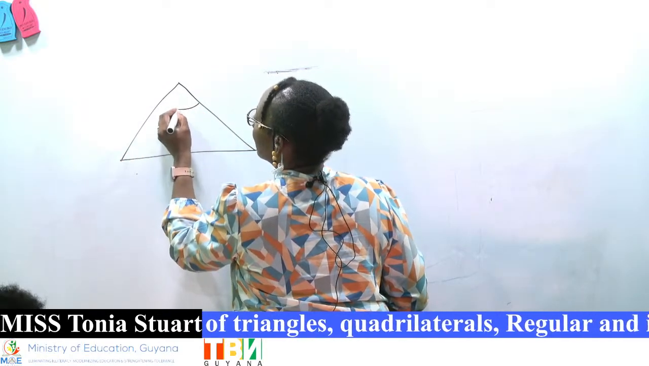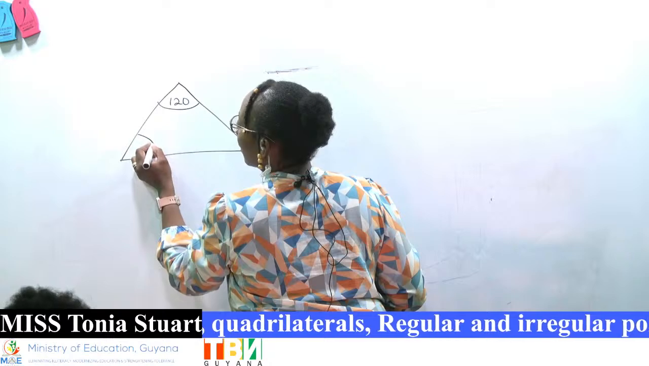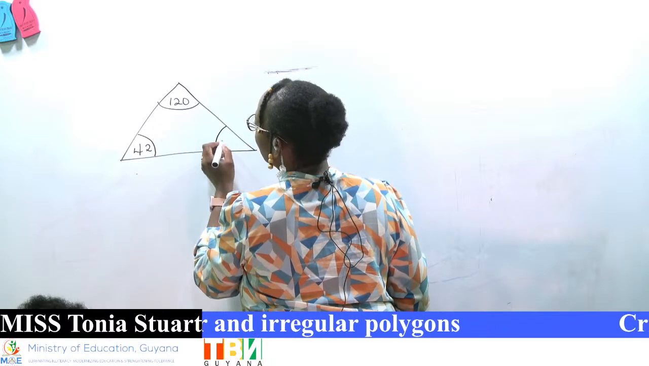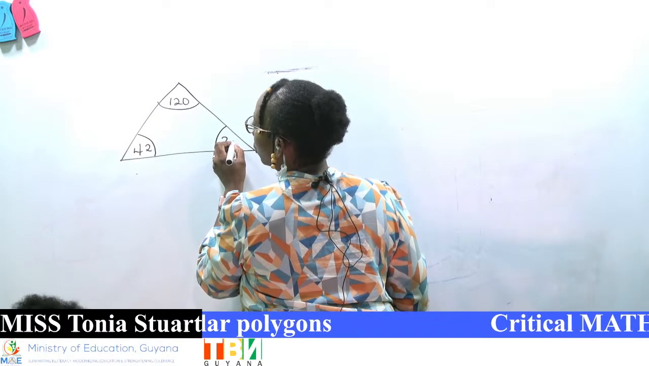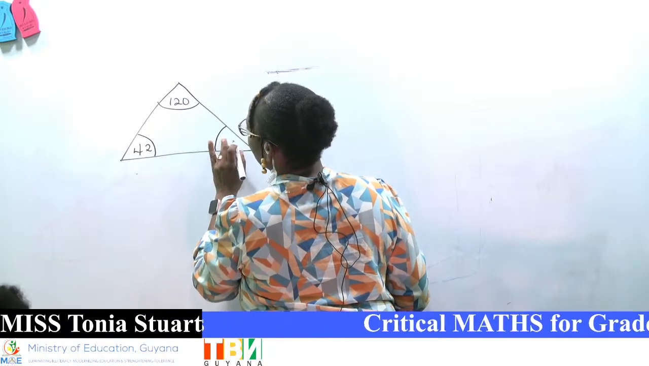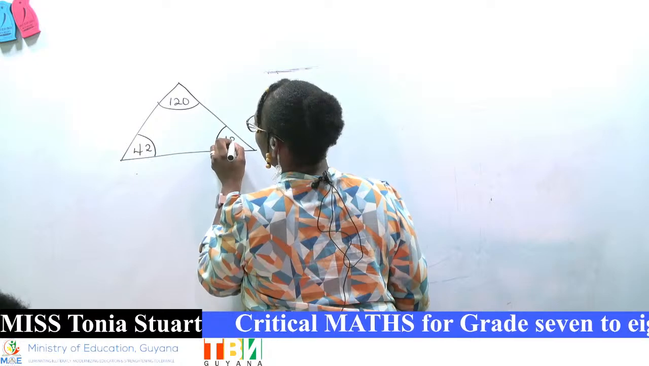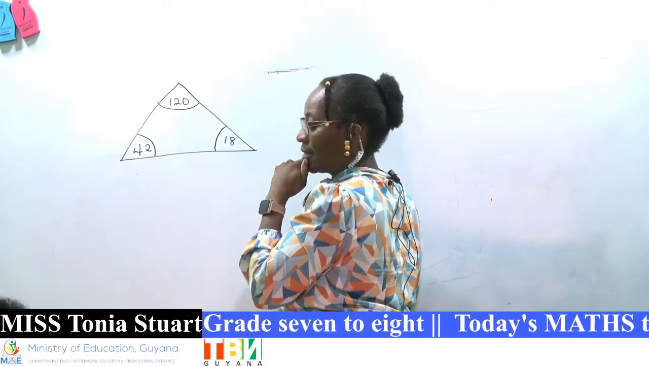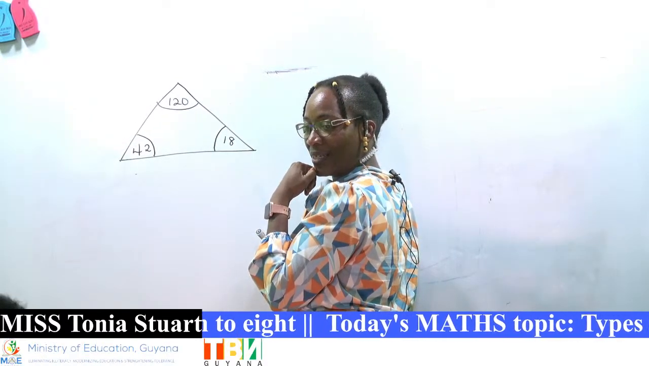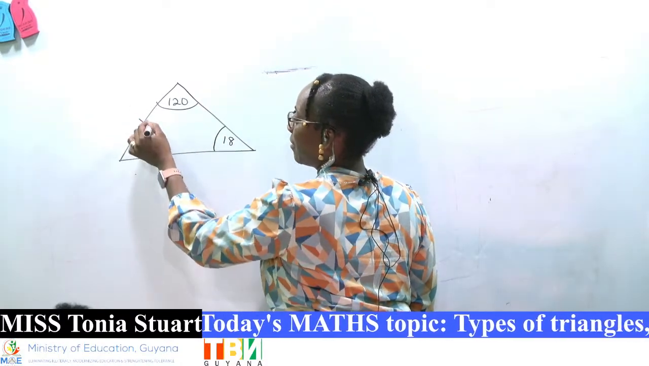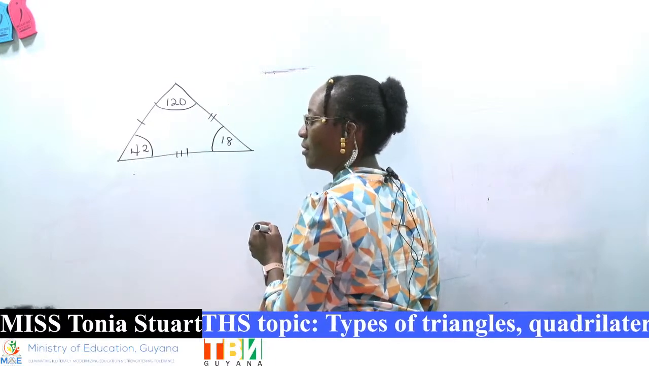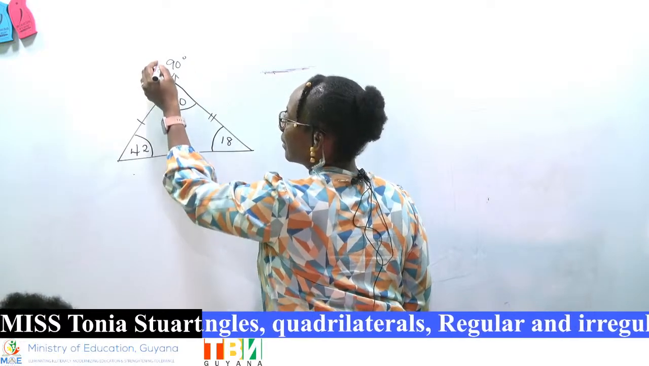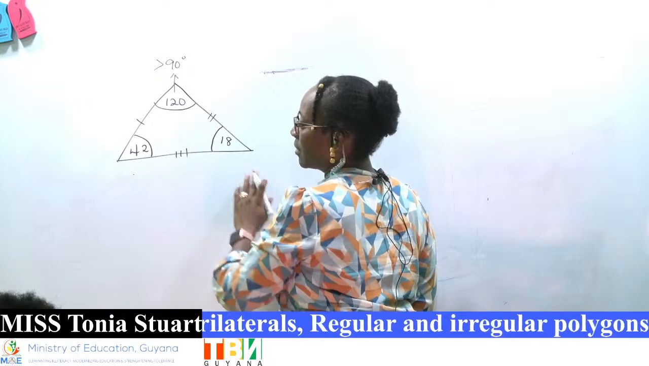Let's say this angle is 120. This here is 42. And this one here is 22. Let's see. 18. And this part is 18. What type of triangle would you call this? Scalene triangle. Why? Because all the sides are different, so they're not equal. And we have one angle greater than 90, right? And we have the other 2 sides.